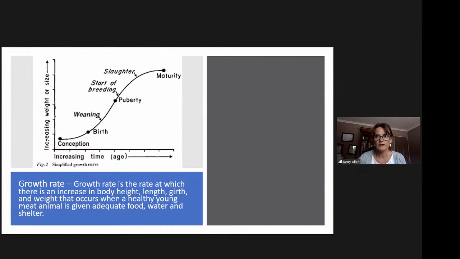Okay. Third one is growth rate. So this is the rate at which we're trying to get those organisms to grow to slaughter. The faster we can get them to slaughter, the faster you can turn them over or make a profit.